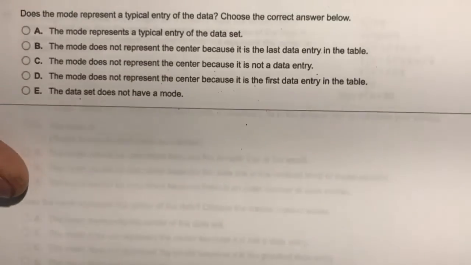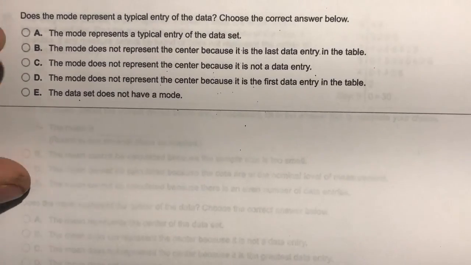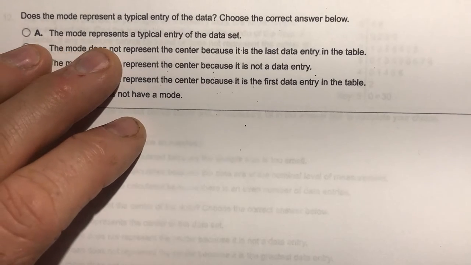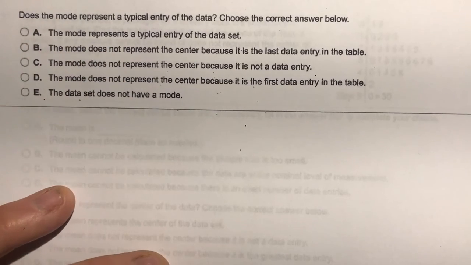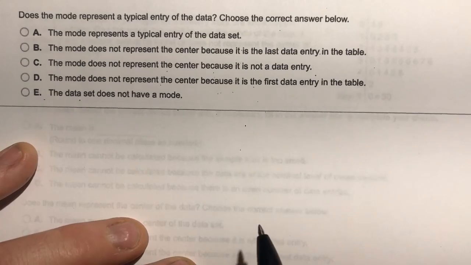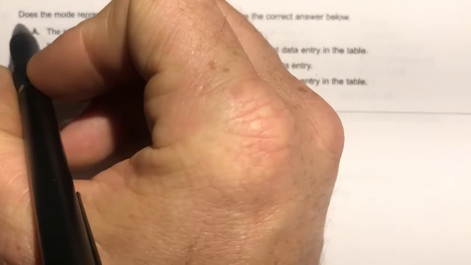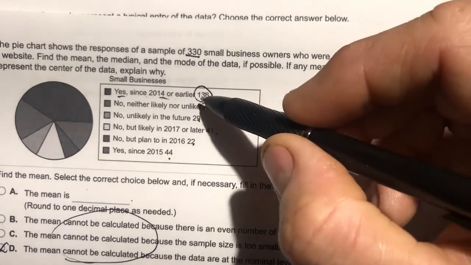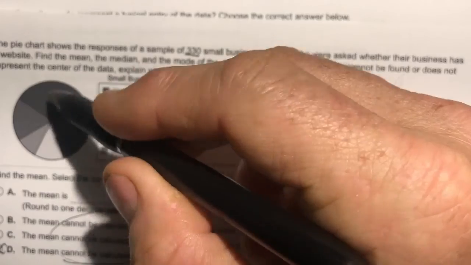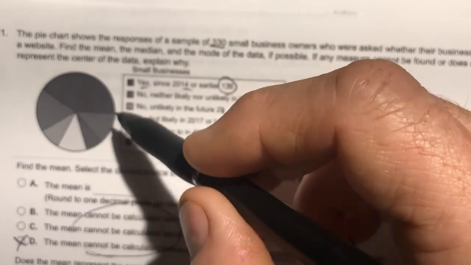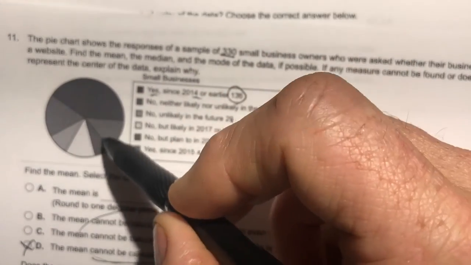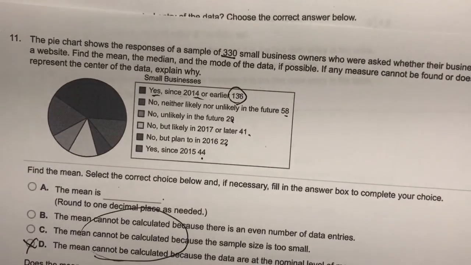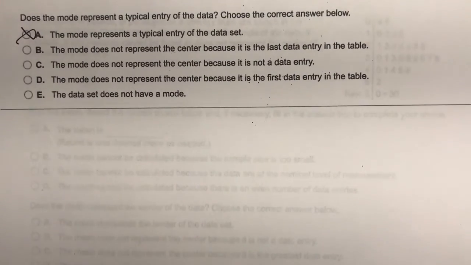Then there's one more question in there. Does the mode represent a typical entry of the data? Yes, this is a typical entry, so right there, A. It's a typical entry because that's the most common, the typical answer here. If you look at the pie chart, you see there's more of them than anything else. You can see how it looks on the pie chart.